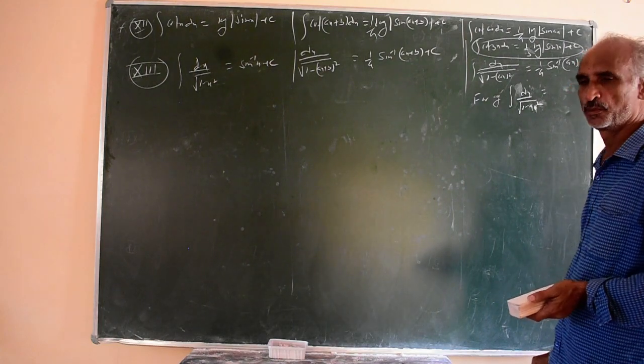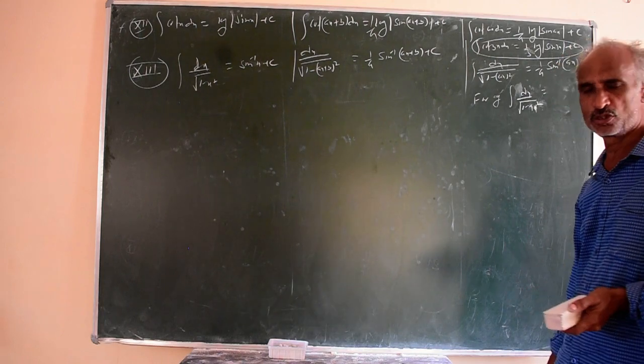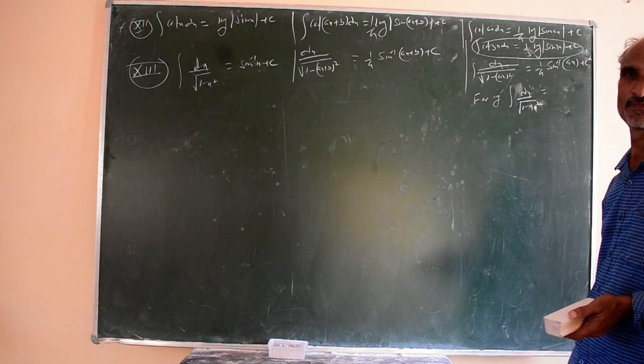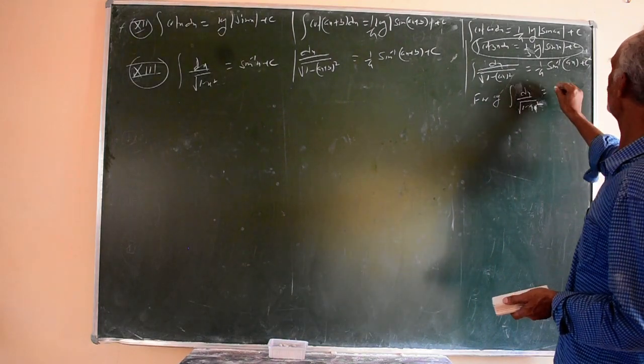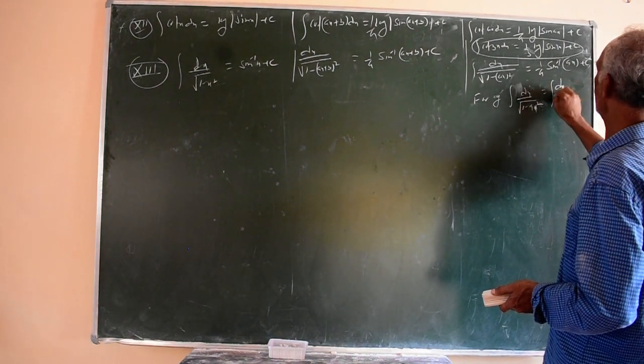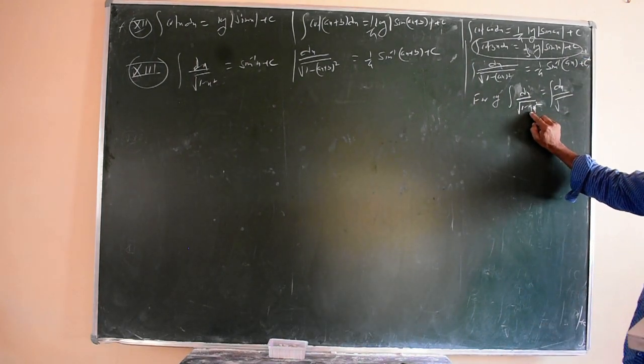Then that substitution is taken, and it needs 4-5 steps. Based on that, the direct formula application is better. It is integration of dx upon, for 1 mark, equal to 3x, then substitution.